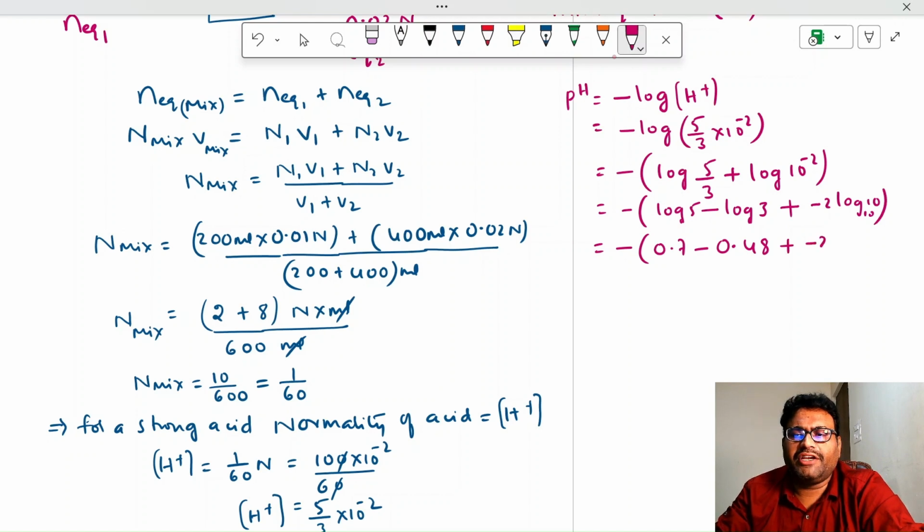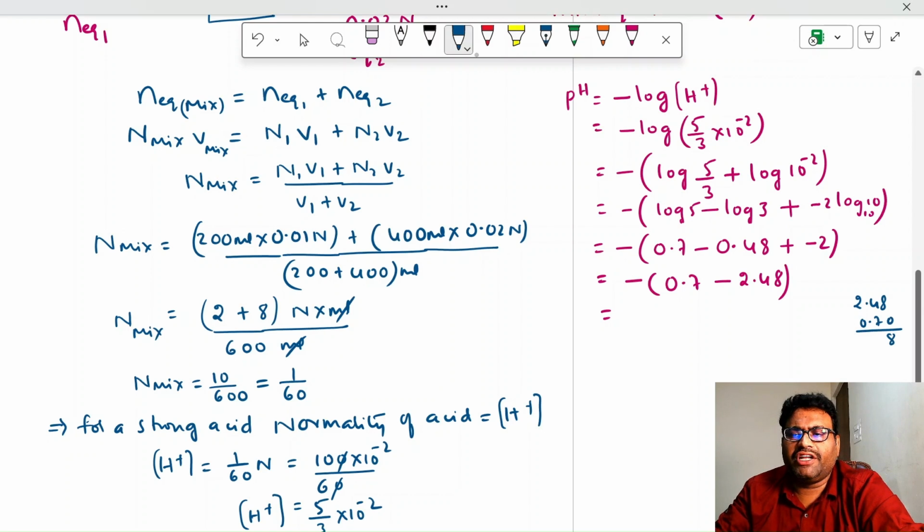Plus minus 2. Then that is equal to, so minus of right 0.7 minus 2.48. So that is equal to, then what do you get? 2.48, 0.708, 14.7, 1.78. So what do you get? Minus of minus 1.78, which is equal to plus 1.7.